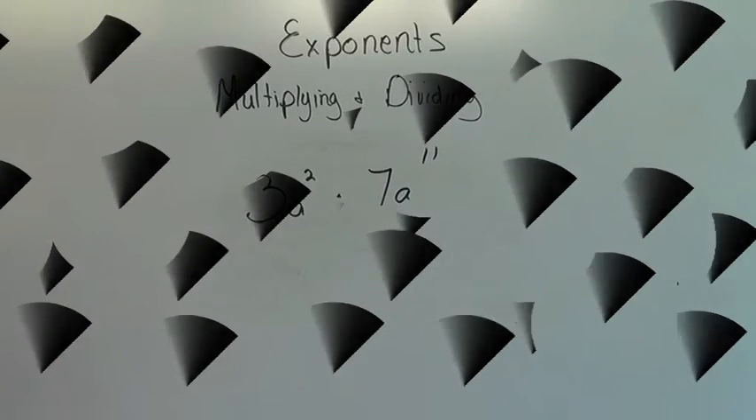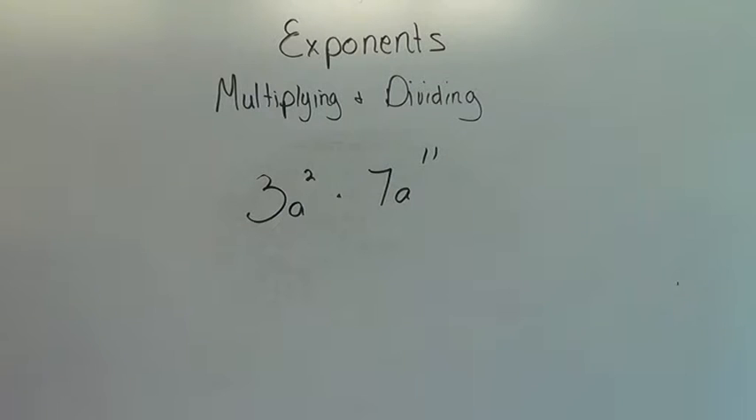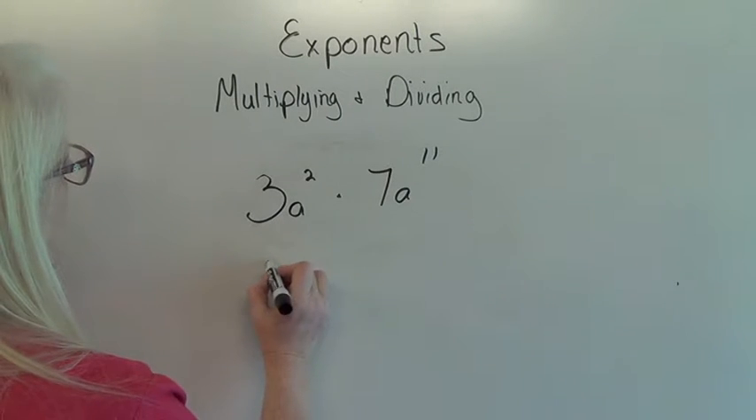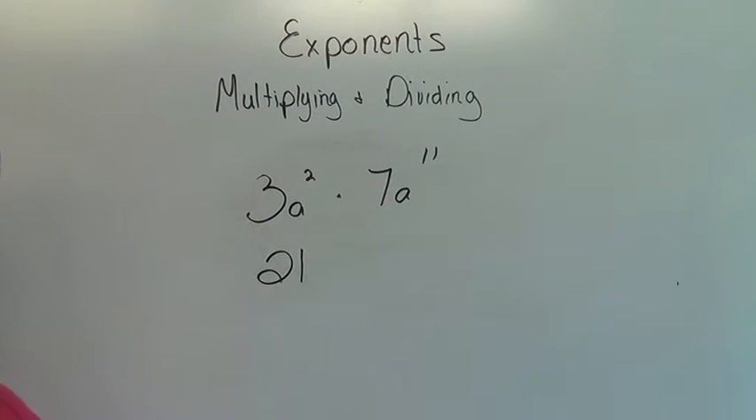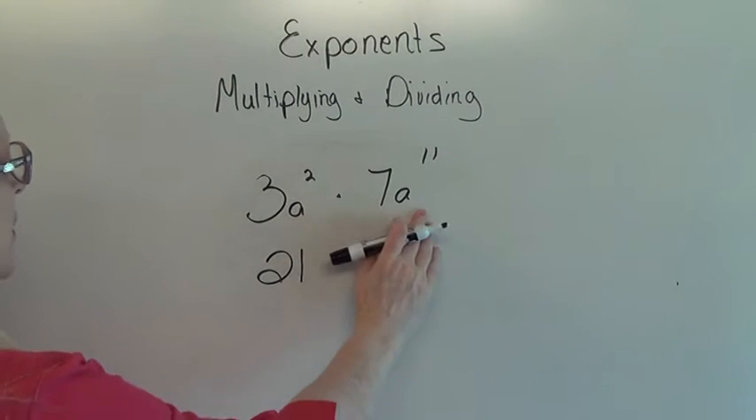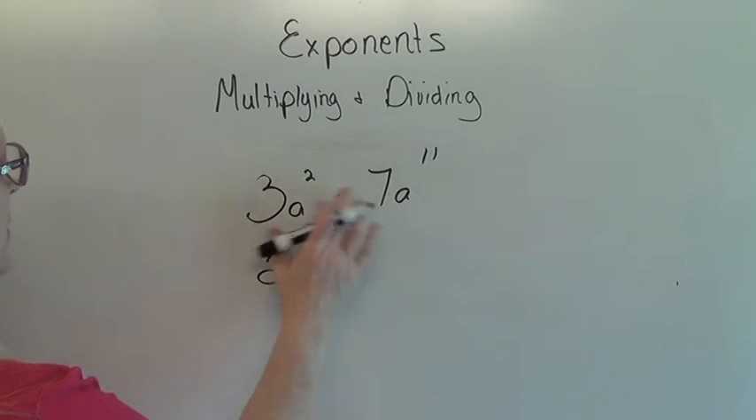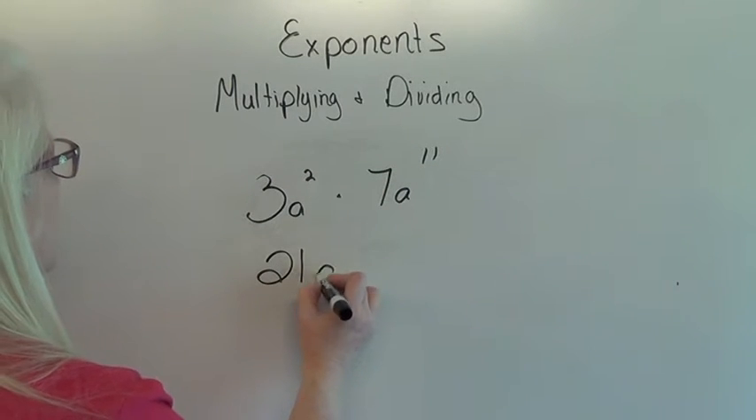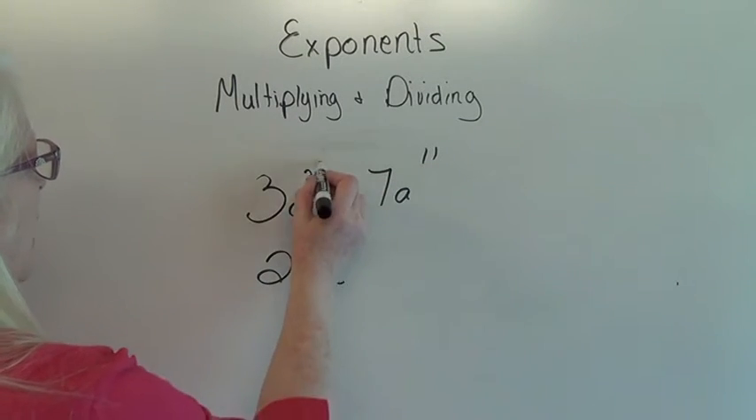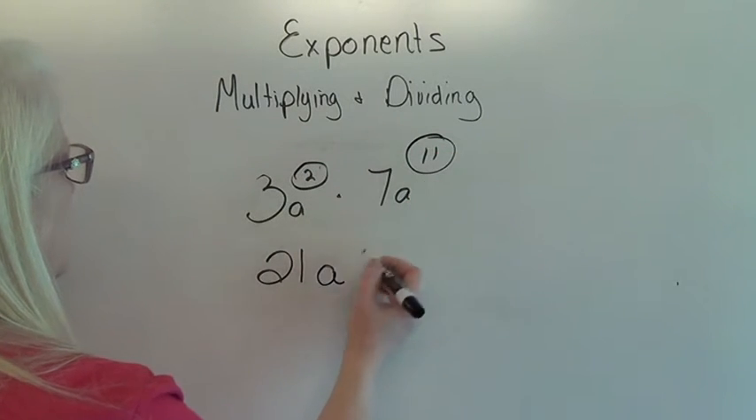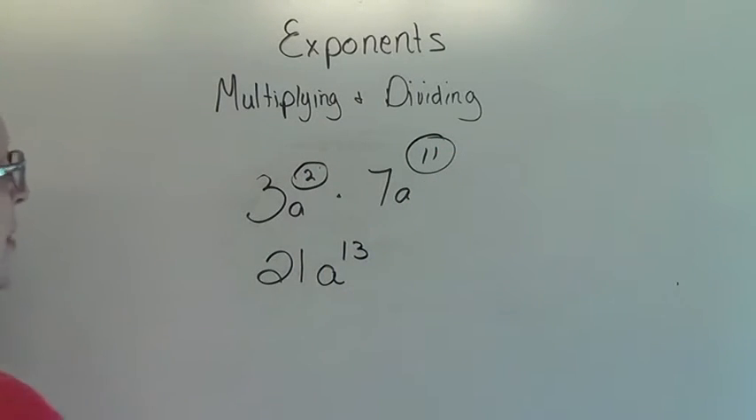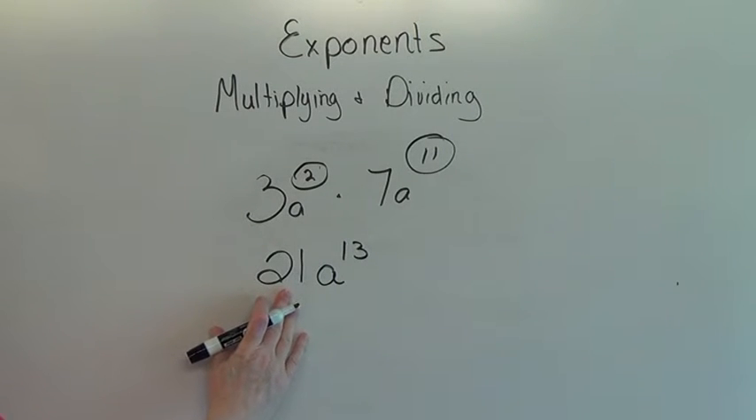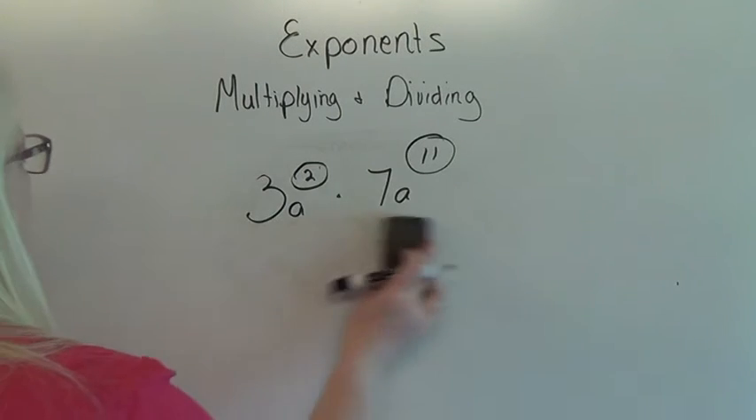Let's take a look at another one. Okay, in this problem, my 3 and my 7 are not the same base, so I'm going to multiply them. So 3 times 7 is 21. And now my a's, I'm going to look at those. They're the same base. This one has an exponent of 2. This one is an 11. So focusing on my a's, I'm just going to add the exponents together, the 2 and the 11, and that's going to give me a to the 13th power. And so here's my final answer, 21a to the 13th power.